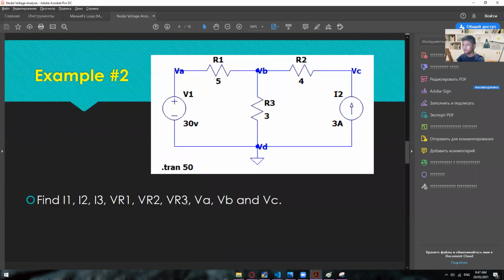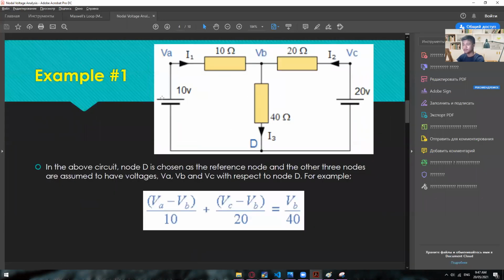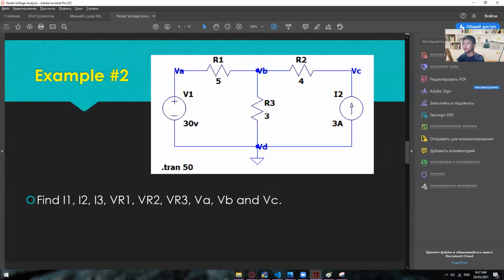So let's have one more example. In here we have a voltage source and then a current source. So before we were only dealing with two voltage sources, but right now we are going to deal with a voltage source and then a current source. So in here, same thing. We need to find the I1, I2, I3, VR1, VR2, VR3, and then VA, VB, and then VC. Okay. So notice that VD isn't included here because VD is always equal to 0. That is our reference node or our ground node.